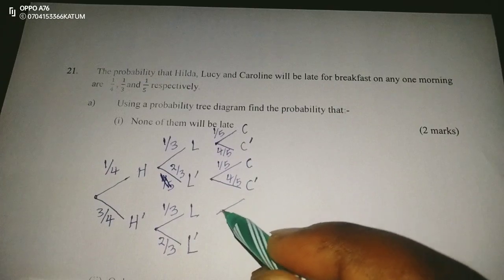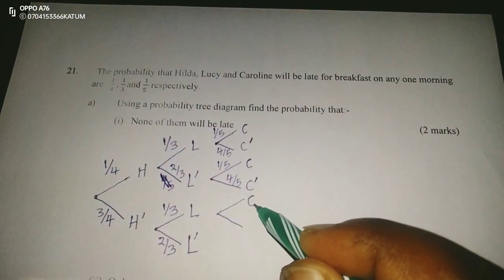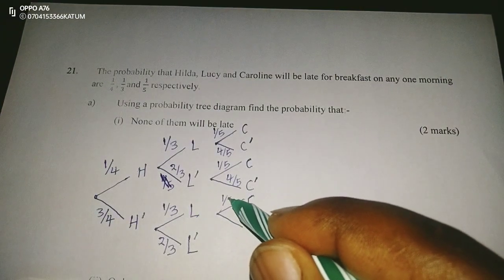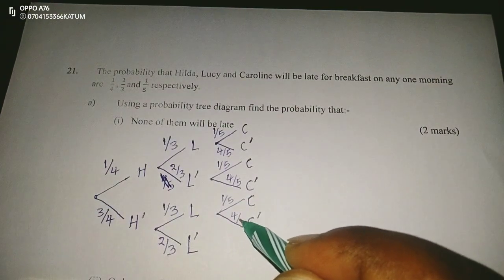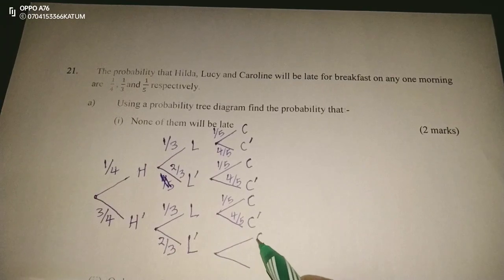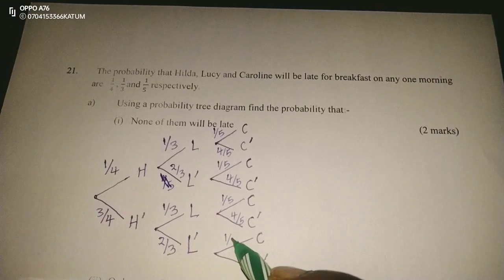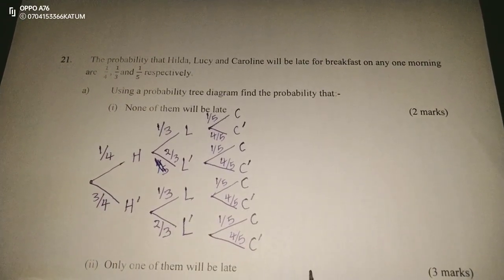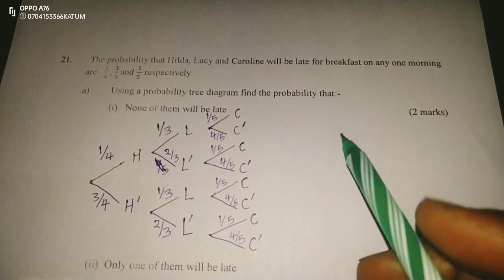We can also have the same at this bracket, late or not late, 1 out of 5. So 4 out of 5. And finally, we will have the same at this bracket, Caroline late is 1 over 5, so not late will be 4 out of 5. Therefore, now we can outline all these possibilities at the end of each bracket.